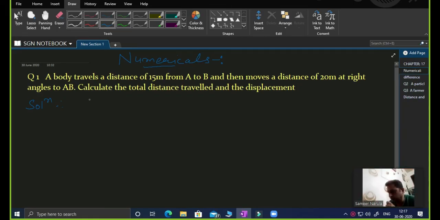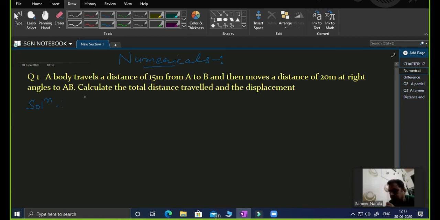Now we move on to the numerical portion on distance and displacement. We come across the first question. I read out the first question for you. A body travels a distance of 15 meter from A to B and then moves a distance of 20 meter at right angles to AB. Calculate the distance traveled and the displacement. The direction is not given here, so we have a choice. We can make our own direction, and that way we explain what the displacement is all about.